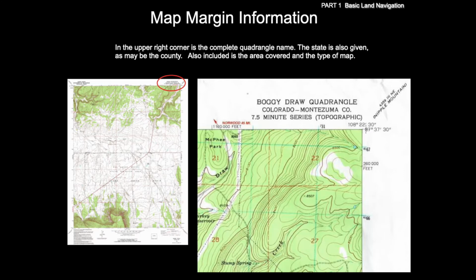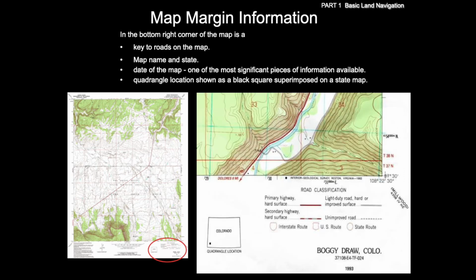The state is also given, as may be the county. Also included is the area covered and the type of the map. So this is basically your title. In the bottom right hand corner of the map is a key to roads on the map, map name and the state, date of the map, one of the most significant pieces of information available.